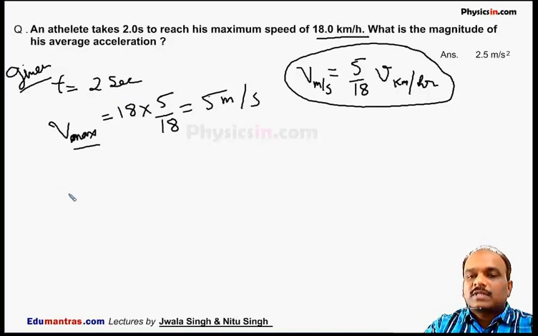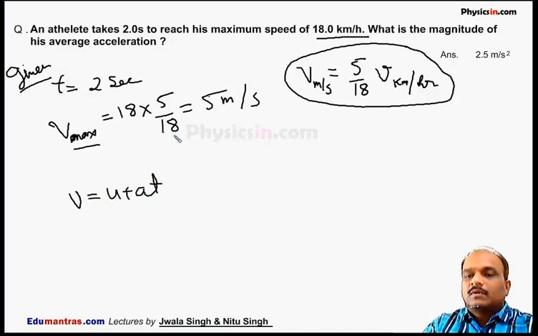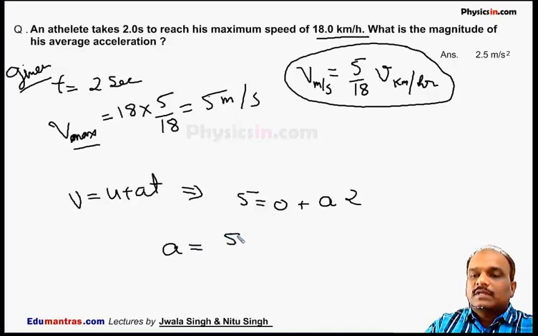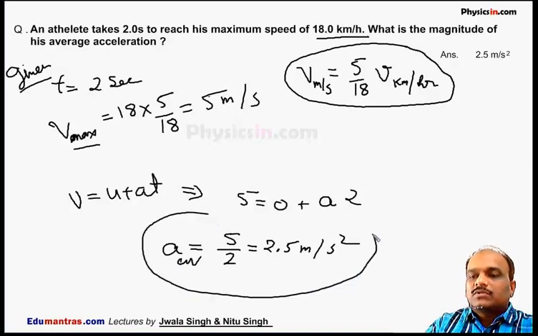So I can start with v is equal to u plus a into t. By using this relation, the final velocity is 5, the initial velocity is 0, plus acceleration. The acceleration is not known, let it be a, and time is 2 seconds. So the acceleration of this athlete is 5 by 2, that is equal to 2.5 meter per second square. This is the average acceleration of the athlete. So this is the answer.